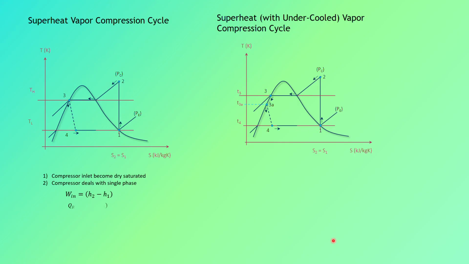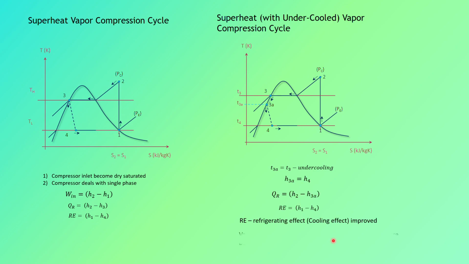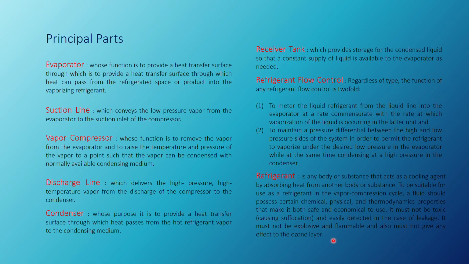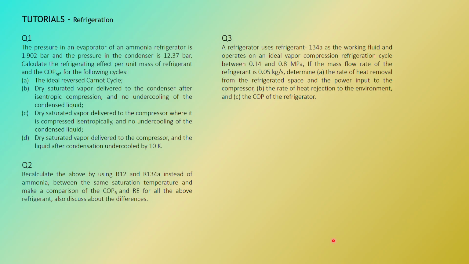So here are the different types of vapor compression cycle for refrigerators, which will be explained in the next podcast. And these are the principal parts. I've given you some explanation of the applications and the names of the devices. Okay, and this is your tutorial.